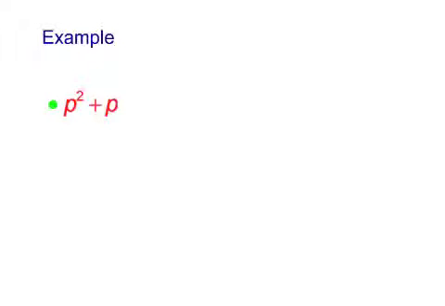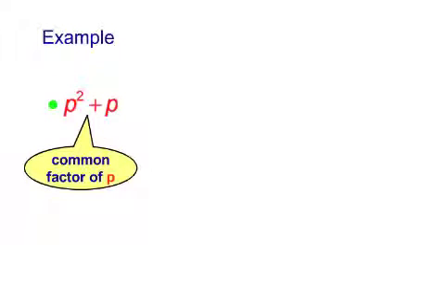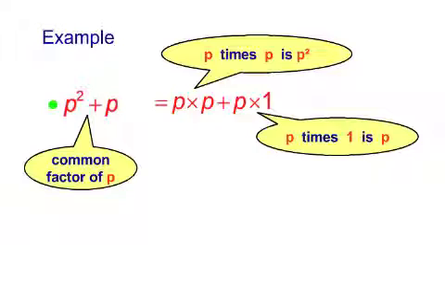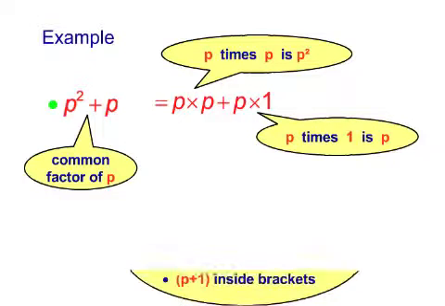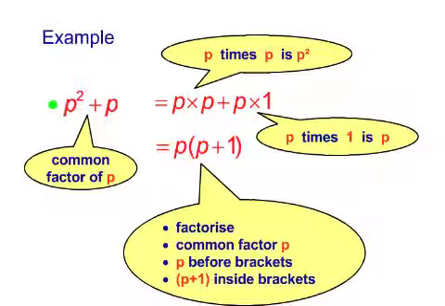Here's another example, but this time we're using pronumerals, p squared + p. What is the common factor of p squared and p? Well, it's p. p will go into p squared, and p will go into p. So that's the same as p times p plus p times 1, which again is the same as p(p + 1). There are two factors, p and p + 1. The common factor p is placed before the brackets, the p + 1 is placed inside the brackets.